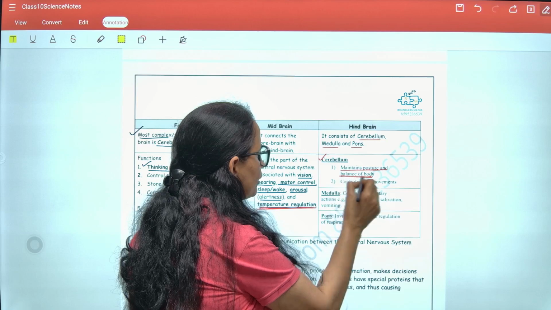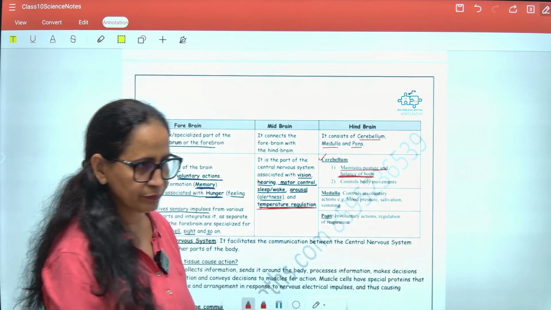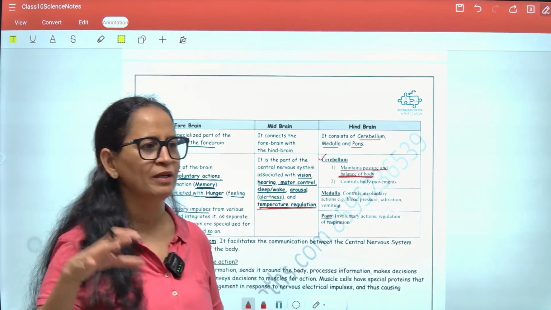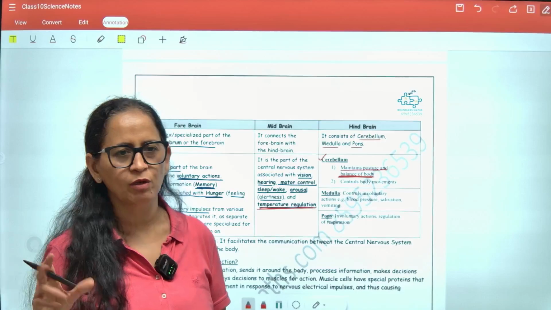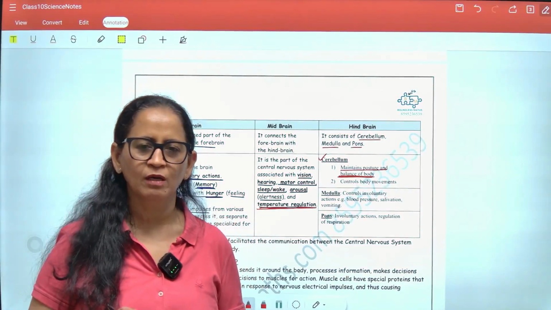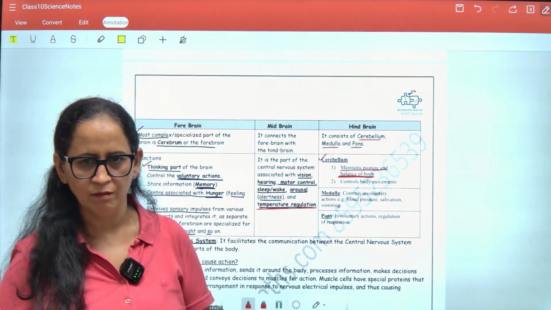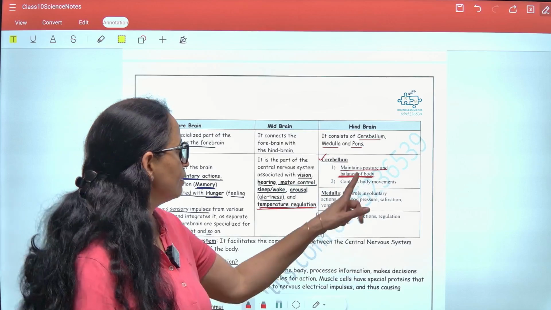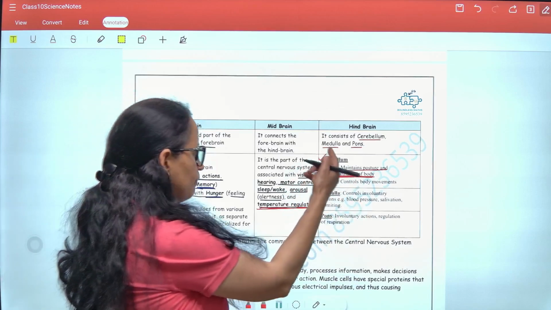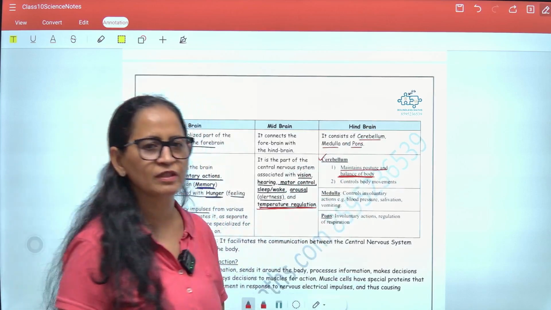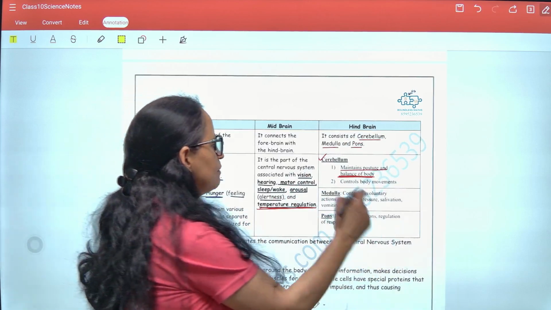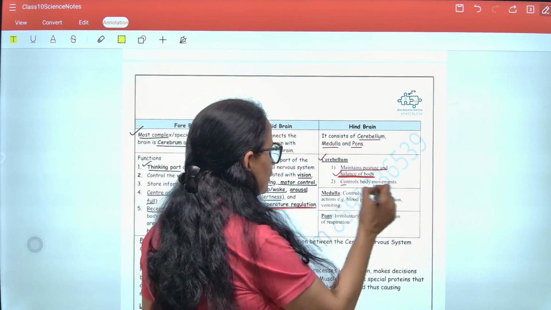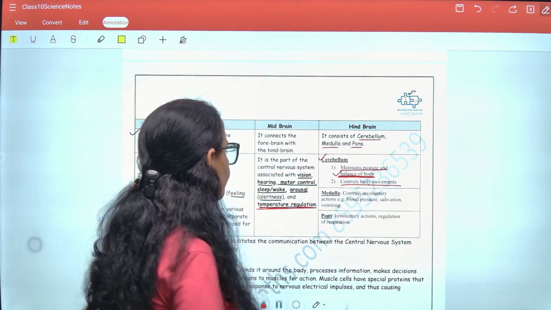Again, balance of the body is very, very important. You might get an indirect question. Somebody is swimming and trying to maintain balance of the body, or maybe a child is struggling to balance the bicycle while riding a bicycle. So which part of the brain is not working properly? It is the hindbrain, and as part of hindbrain, more specifically it is cerebellum. So cerebellum is responsible for maintaining balance of the body, and it controls other body movements also, right.